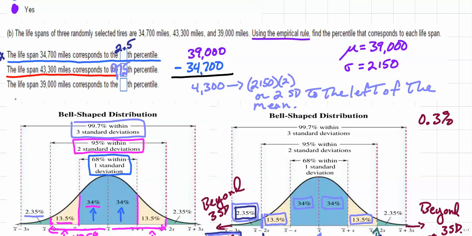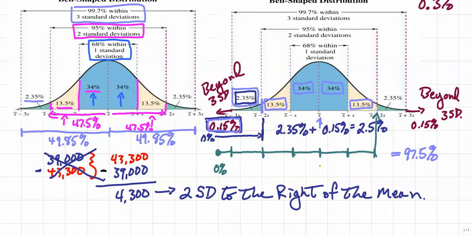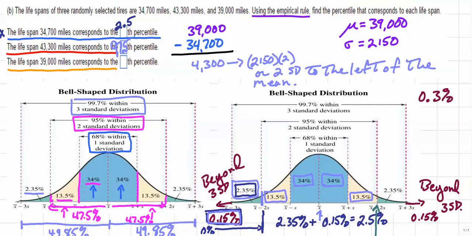And then, of course, the lifespan, 39,000 miles, corresponds to the, well, 39,000 is the mean. That means that everything to the left of the mean, or 50%, so we're at the 50th percentile.